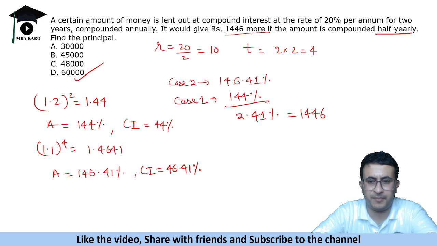Like 20% compound interest for 2 years is 44%. 10% compound interest for 4 years, or like 10% into 4, if it is increasing on 4 time intervals, it is 46.41%. So knowing these percentages helps you solve these questions fast.